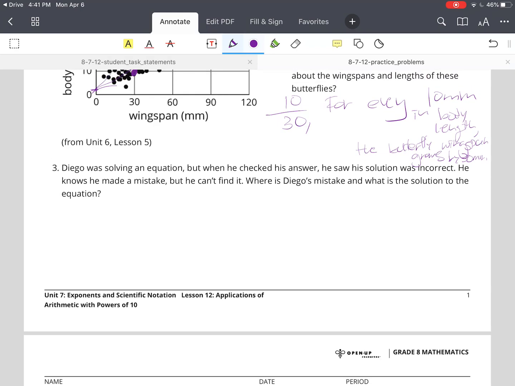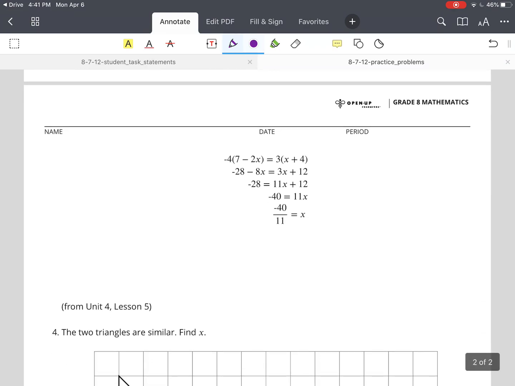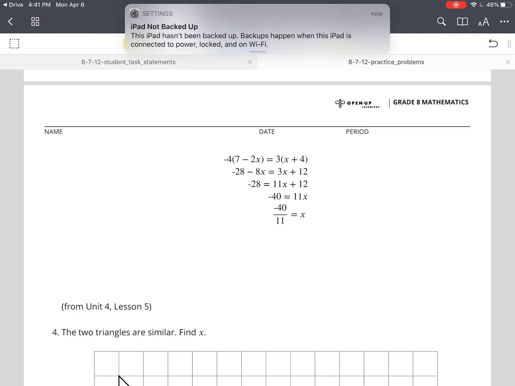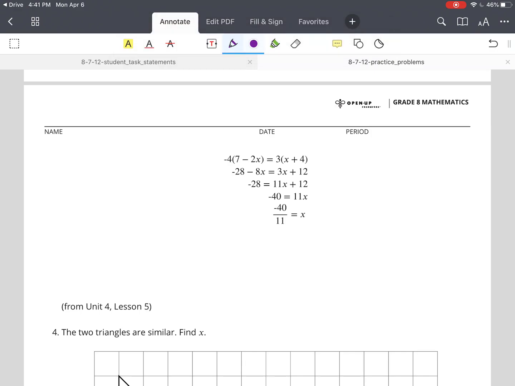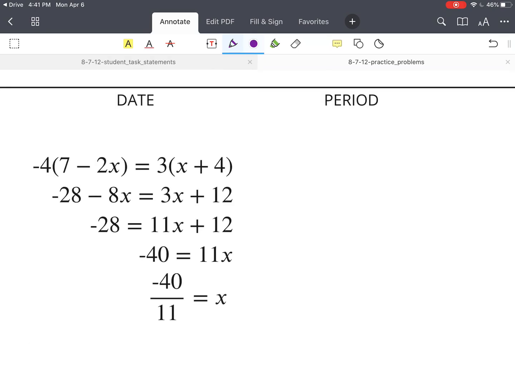Diego was solving an equation, but when he checked his answer, he saw his solution was incorrect. He knows he made a mistake, but he can't find it. Where is Diego's mistake, and what's the solution to the equation? Ooh. So, I would highly recommend you do this problem on your own, and then you see where the differences are, okay? So what I'm gonna do right now is I'm gonna rewrite the equation here.